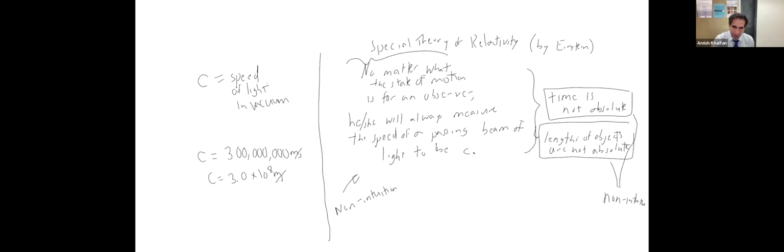So I said the idea that a passing beam of light will always be measured to have the same speed is non-intuitive. All right, so let me show you. Can I erase this? Why not? Okay.